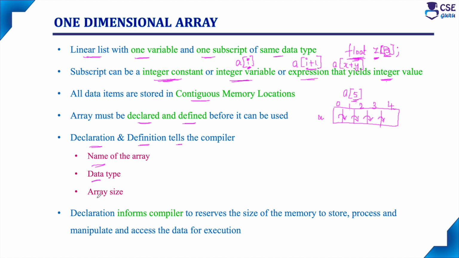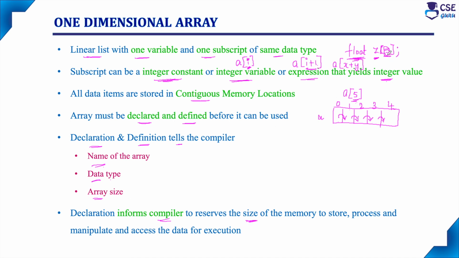And what is the array size? That is Z of 5, which we have given here. So 5 is the array size. So the declaration informs the compiler of the array name, data type, and array size. Okay. So then only the compiler will reserve the size of the memory.